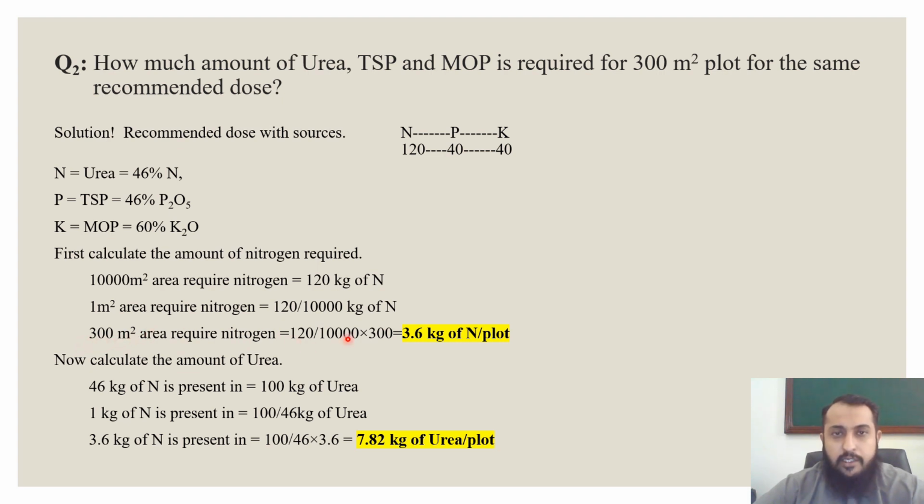So 3.6 kilogram of nitrogen should be required for our plot area, and we calculate the amount of urea in this way. 46 kilogram of nitrogen is present in 100 kilogram of urea. 1 kilogram of nitrogen is present in 100 divided by 46 kilogram of urea. 3.6 kilogram of nitrogen is present in 100 divided by 46 multiplied by 3.6, and it is equal to 7.8 kilogram of urea per plot.